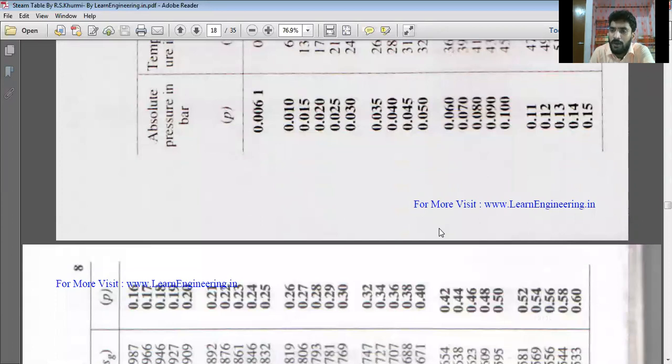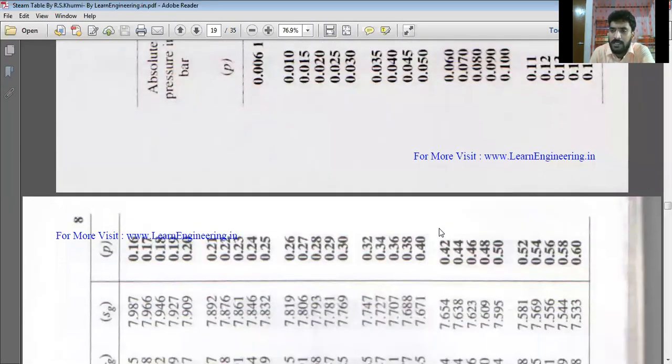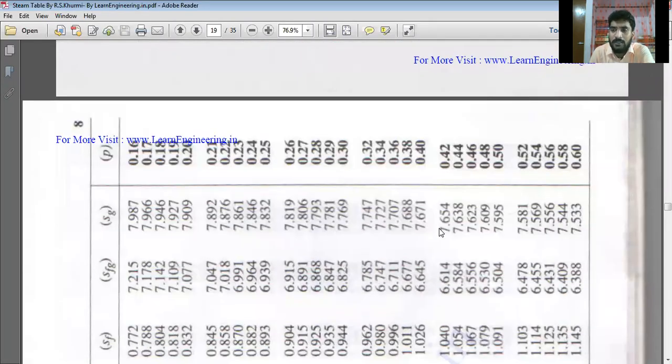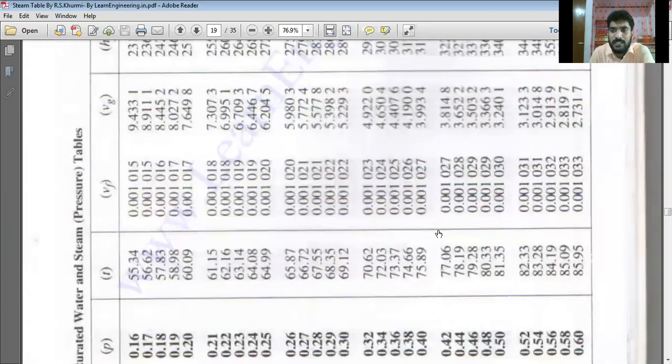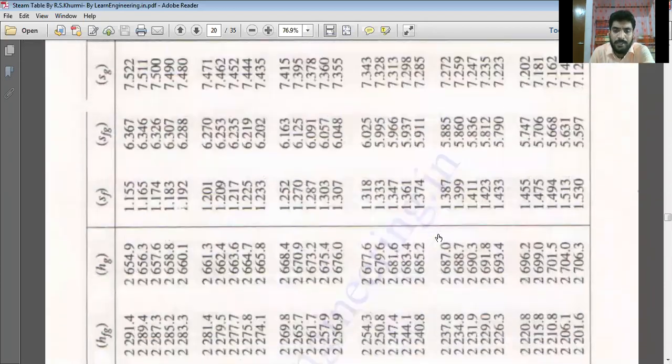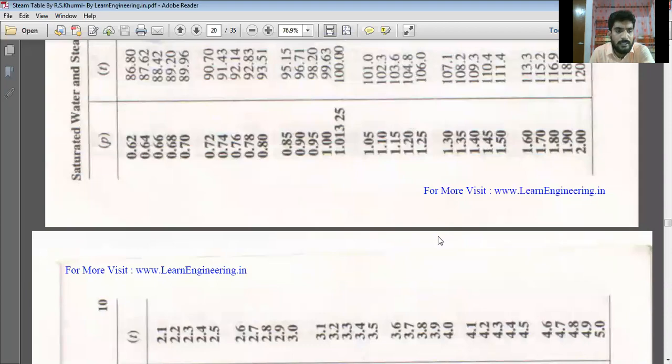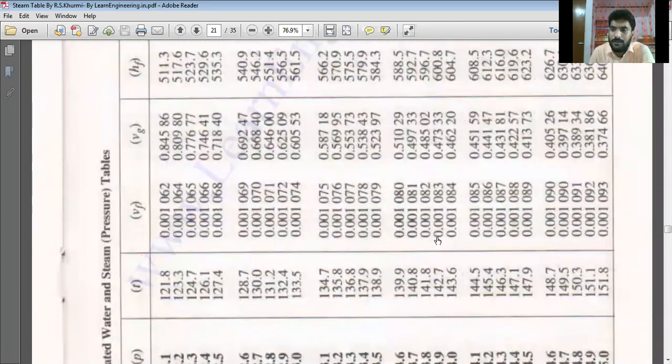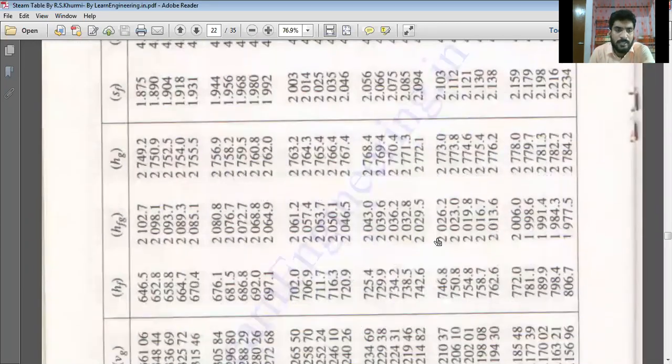Now I will move on. I want similar data at 20 bar pressure and 360 degrees temperature. Just look at this table. This is a steam table.